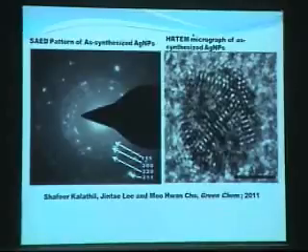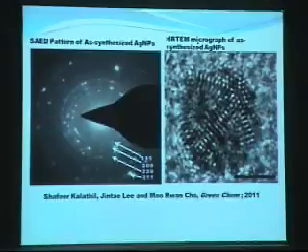This is the SAED pattern. You can see several crystalline planes showing the polycrystalline nature of the nanoparticles, and this is high resolution TEM. You can see there are some fringes and very crystalline domains showing that the nanoparticles are polycrystalline in nature, and the size is around 4 nanometer scale.